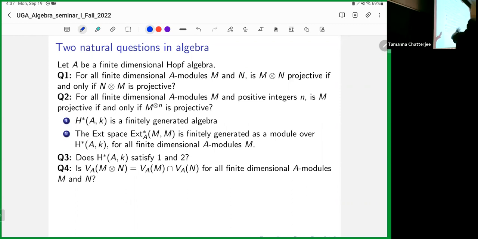Yes, there are some examples. My point is that if a Hopf algebra A satisfies these two conditions, then the results follow. But there are lots of cases where our answer is no for question 3 and question 4.